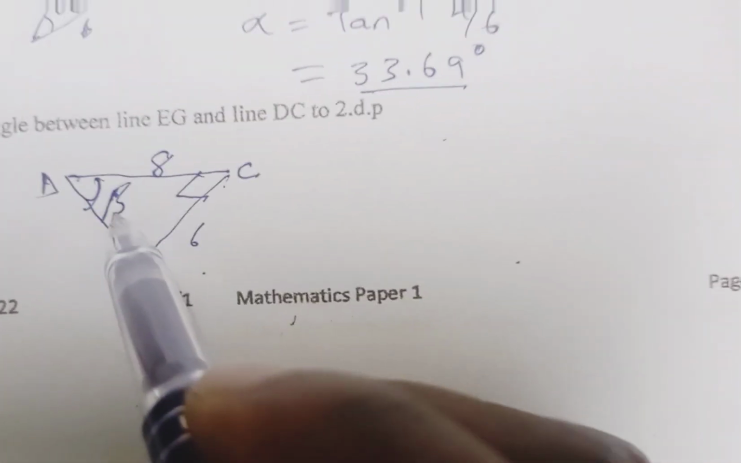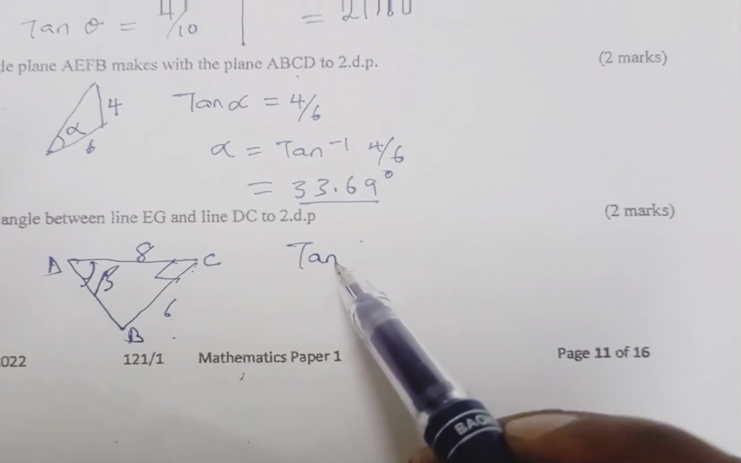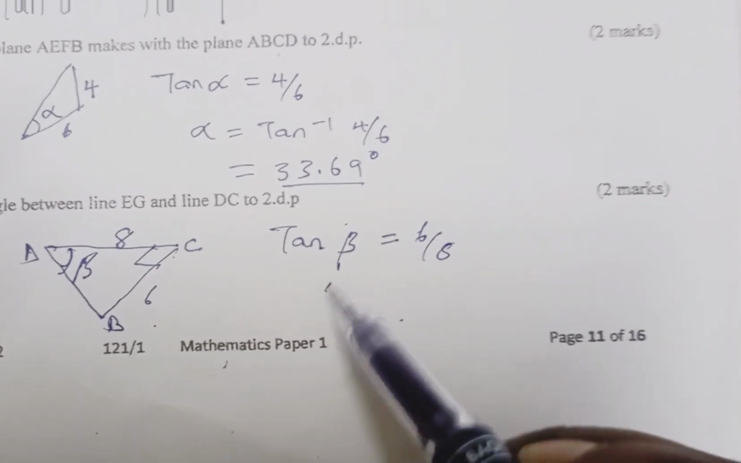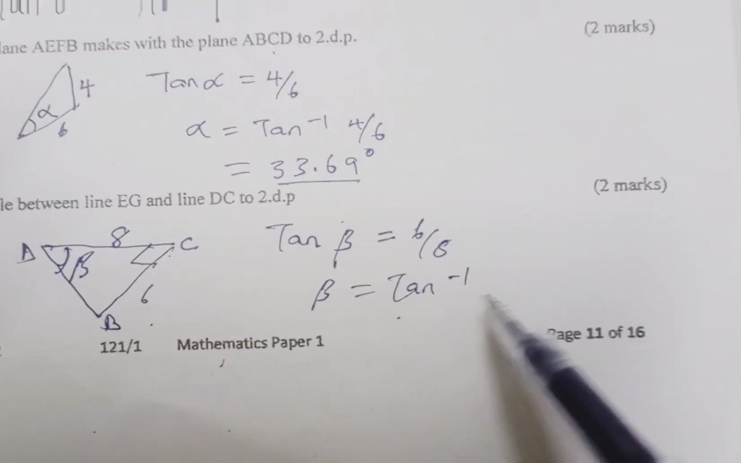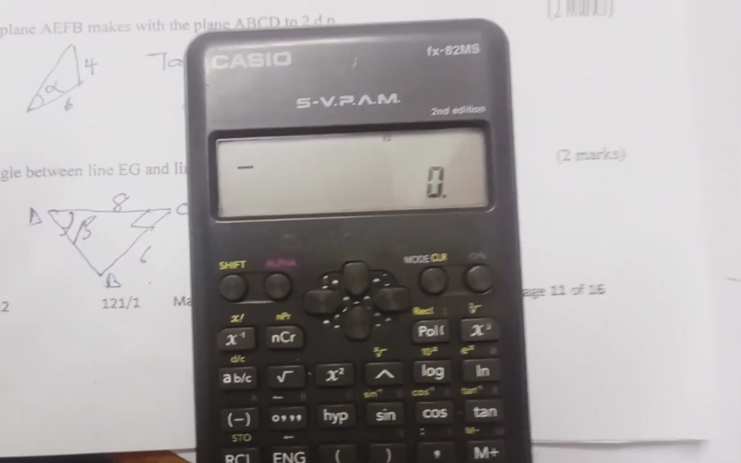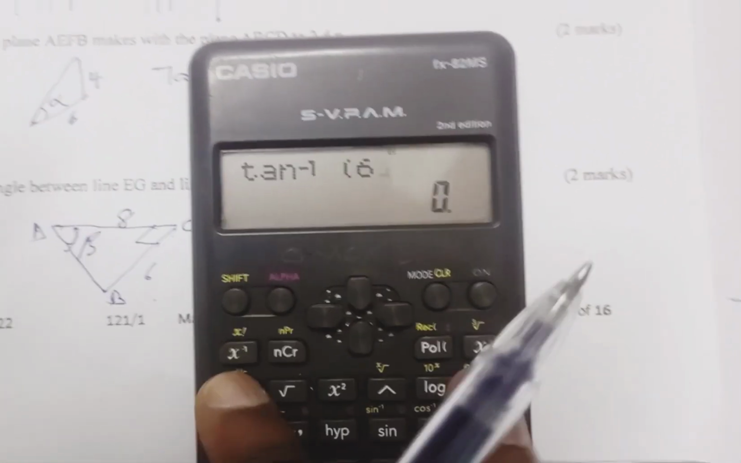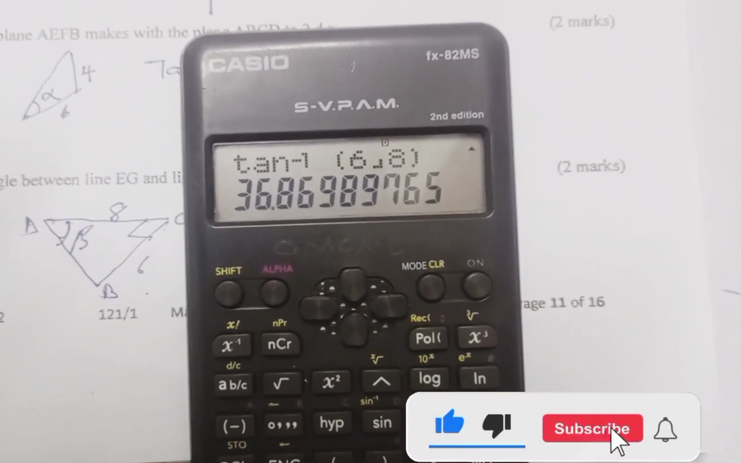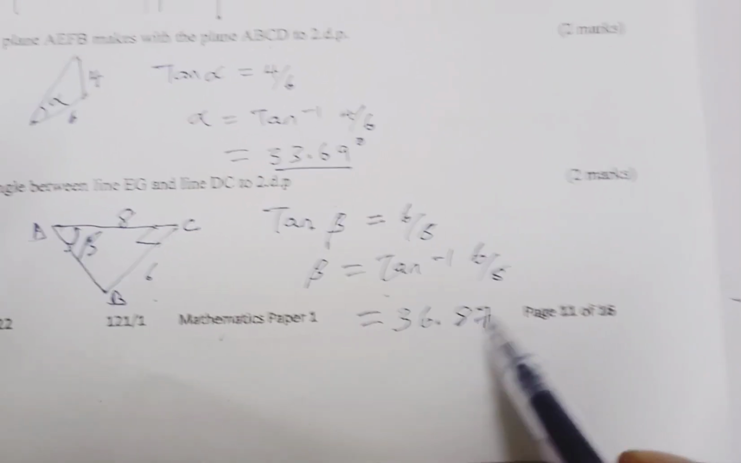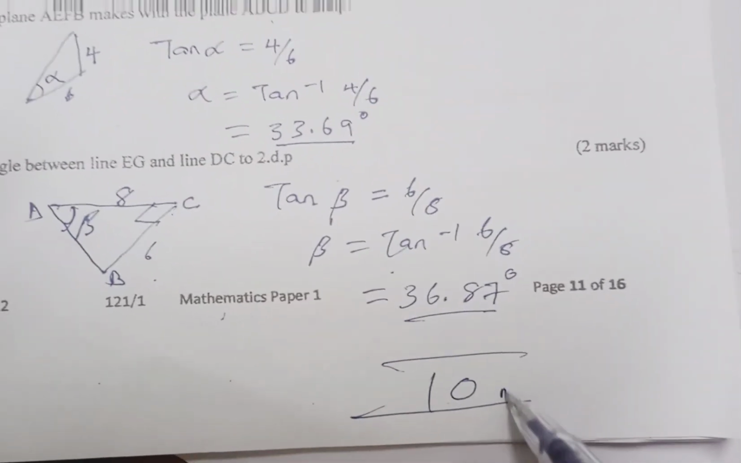So our 90 is at C, and therefore we call it angle beta, and therefore we say tan beta is equals to 6 over 8, and therefore beta is equals to tan inverse 6 over 8, which is equals to 36.87 degrees, to round off to 2 decimal places, and that is 10 marks.